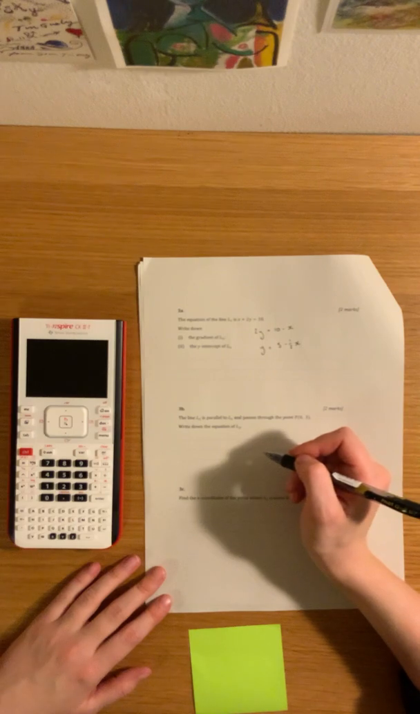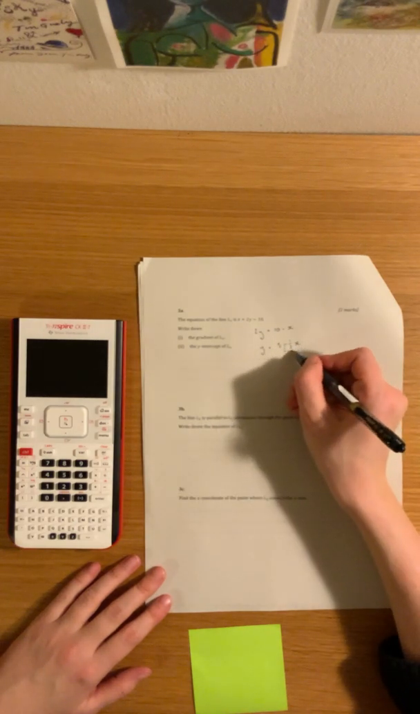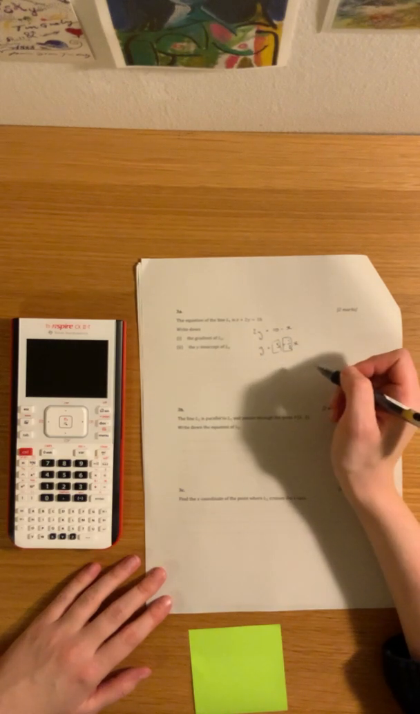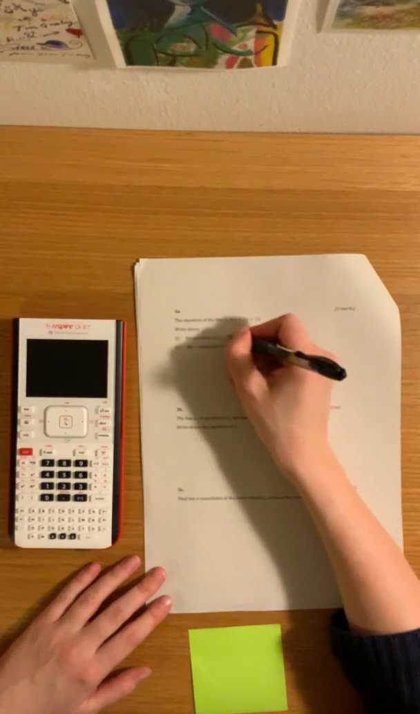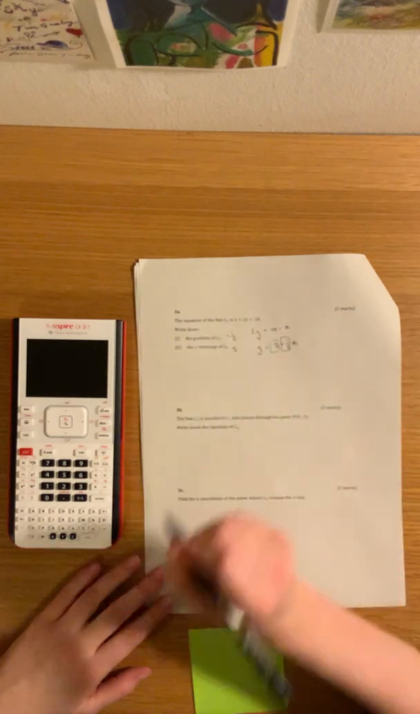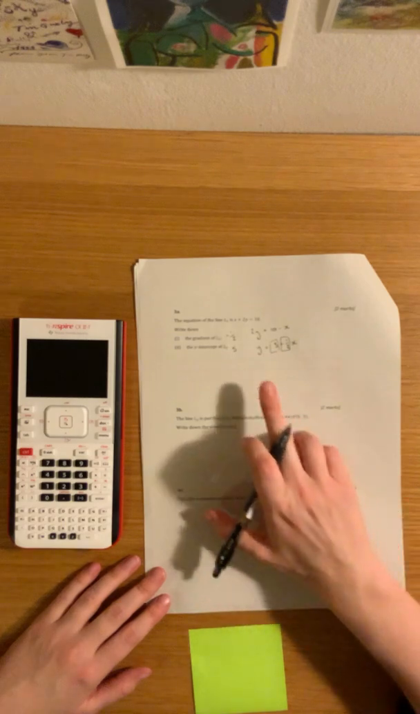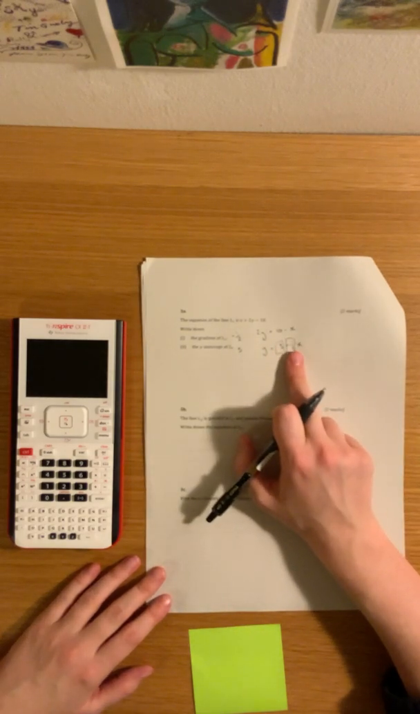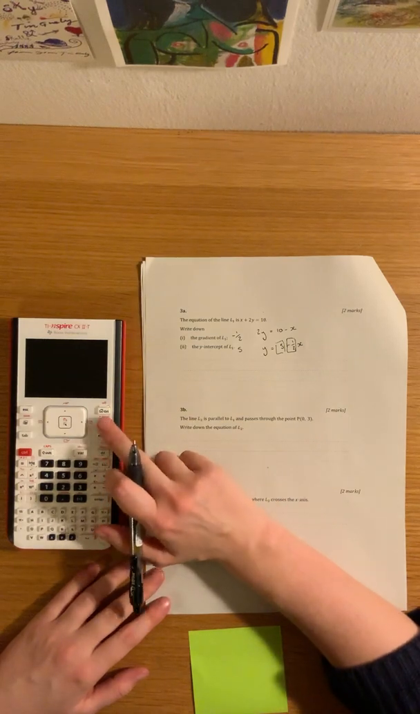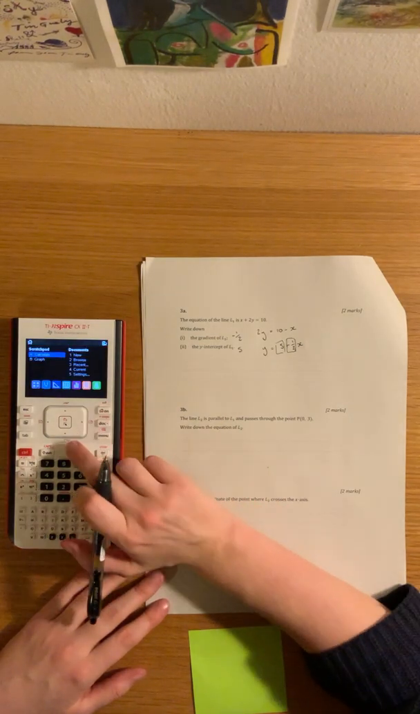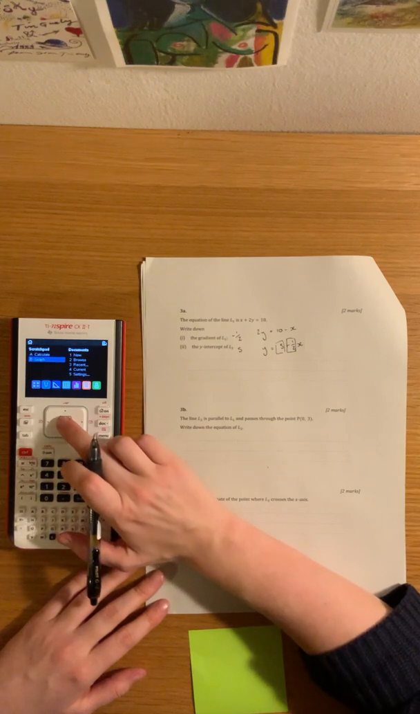And then when it's in that form, the number in front of the x is our gradient, and the number by itself is the y-intercept. So that means our gradient is minus a half, and our y-intercept is 5. So as long as you're happy doing that rearranging, that's probably the quickest method to do it. But let me show you a calculator method too, because your calculator is so handy, and I want to make sure you guys are using it the best you can.